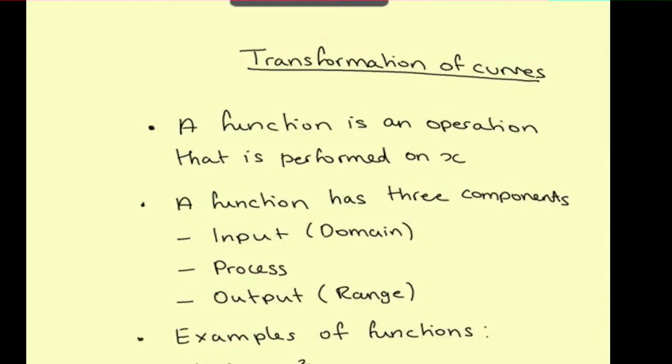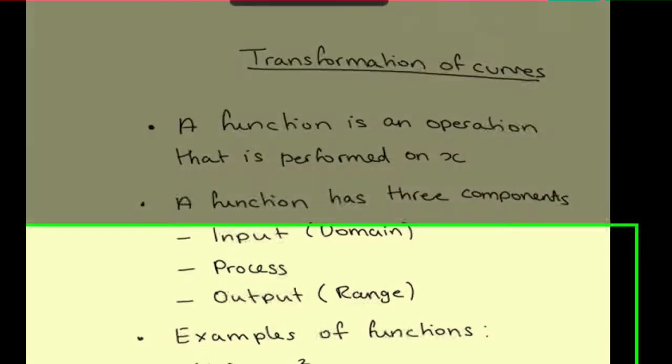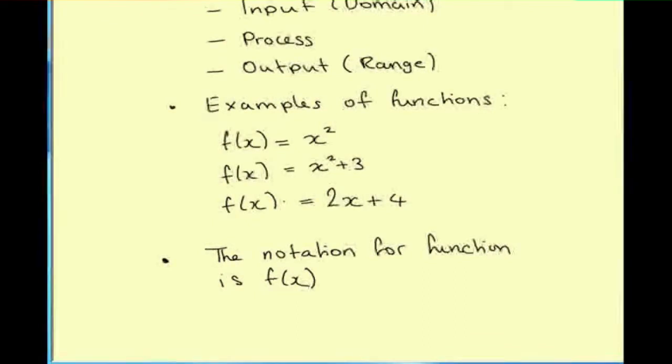So the input is the values of x that we supply to the function. The process is the procedure that is performed, for example, squares, cubes, add 3, times by 2, etc. And the output, these are the numbers that we obtain from the function after we've performed the process. Some examples of functions are f of x equals x squared, f of x equals x squared plus 3, f of x is equal to 2x plus 4. The notation that we use for functions is f of x.